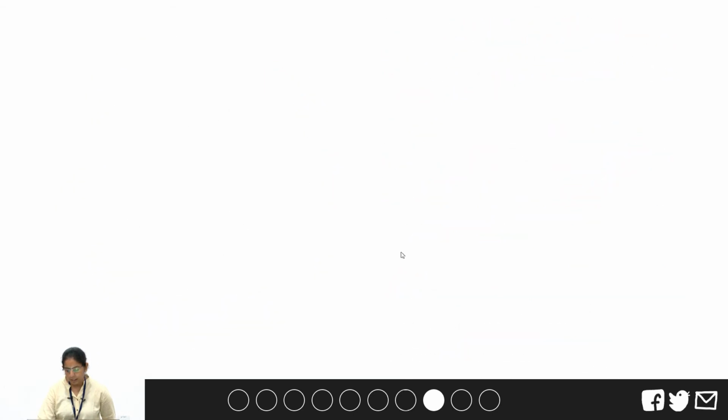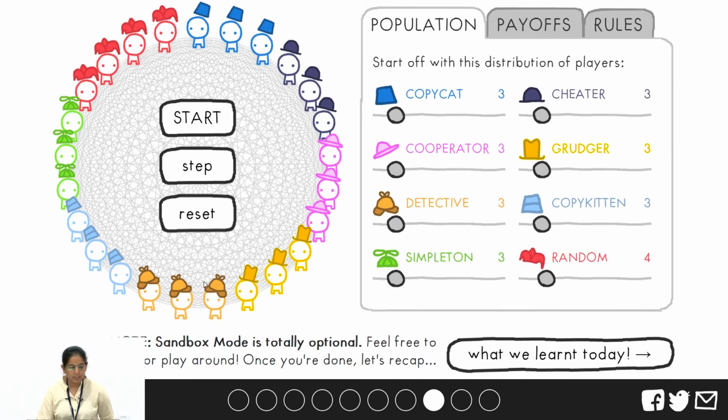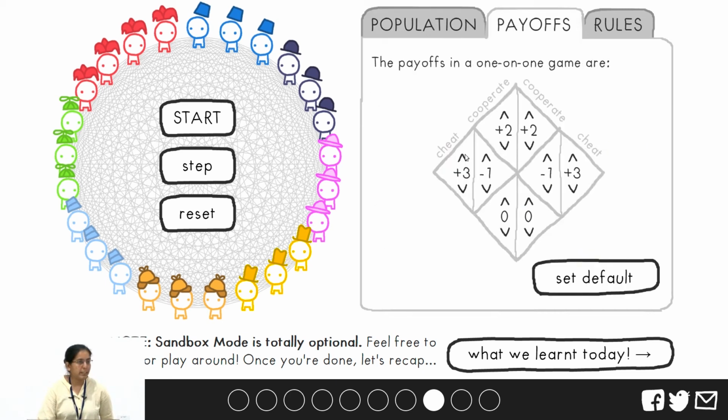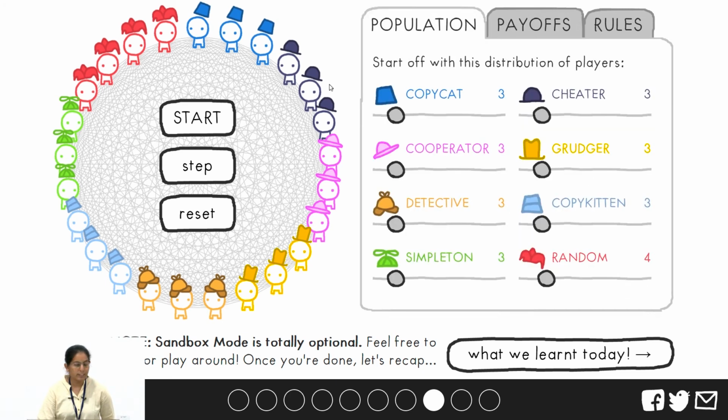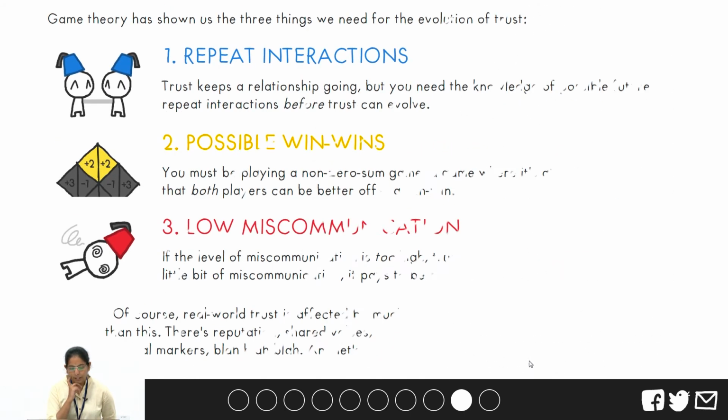In this simulation, there is also this very convenient sandbox mode where you can tweak the number of players of each type and set up your own payoff matrix and really see how these populations evolve. So when you have some time, I would really encourage you to play around with this. It's fun and it gives you a sense of what's going on.